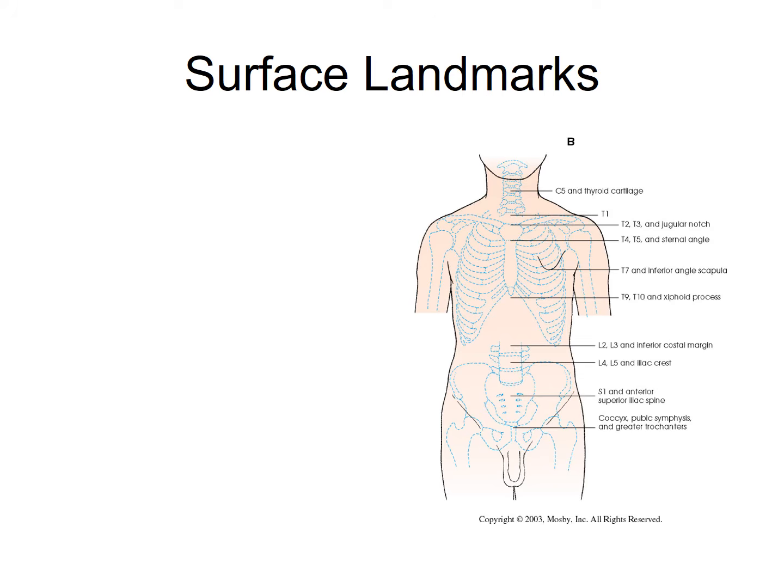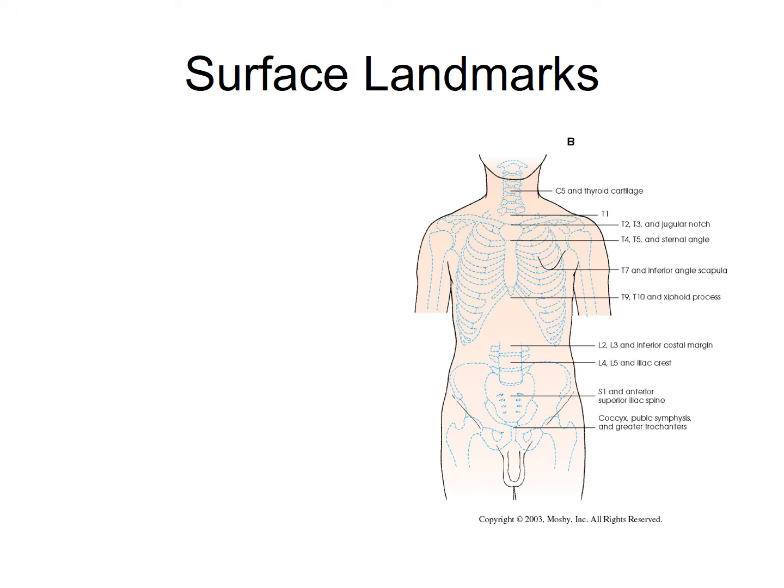Now, why is this important? When we're taking an x-ray, we need to know where to put the middle of our x-ray beam. We call this middle of our beam the central ray. And it may say in Merrill's, put the central ray to the level of T7. Well, that's fine, but how will I know where the level of T7 is?